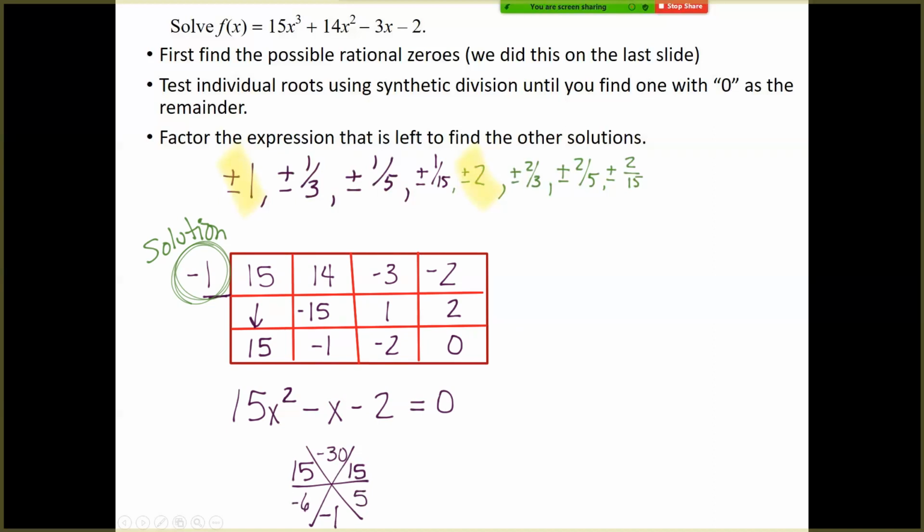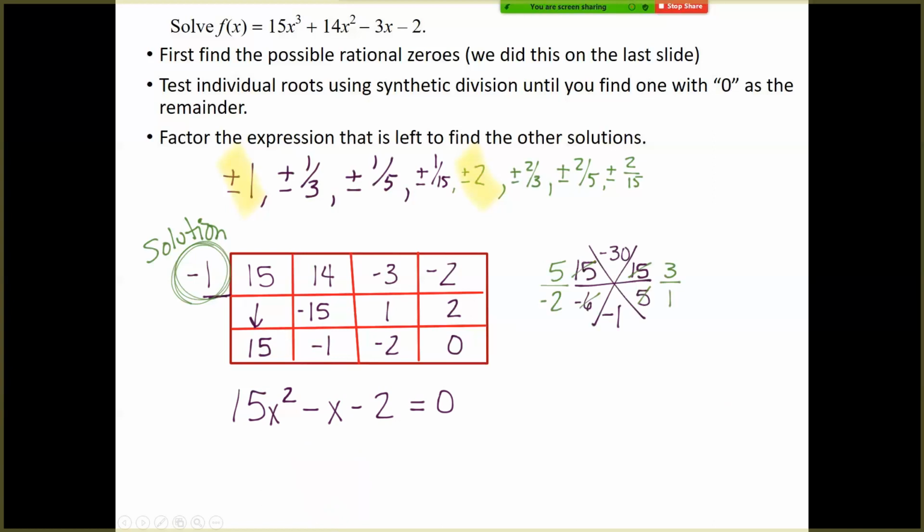We must check to see if we can reduce. Here we can reduce both sides. So 15 divided by negative 6, they're both divisible by 3. So I get 5 over negative 2. The other side's divisible by 5, which is 3 over 1. Oh, I should have written this somewhere. So now I've factored this into 2 sets of parentheses. I'm going to have 5x minus 2 and 3x plus 1 as my factors.